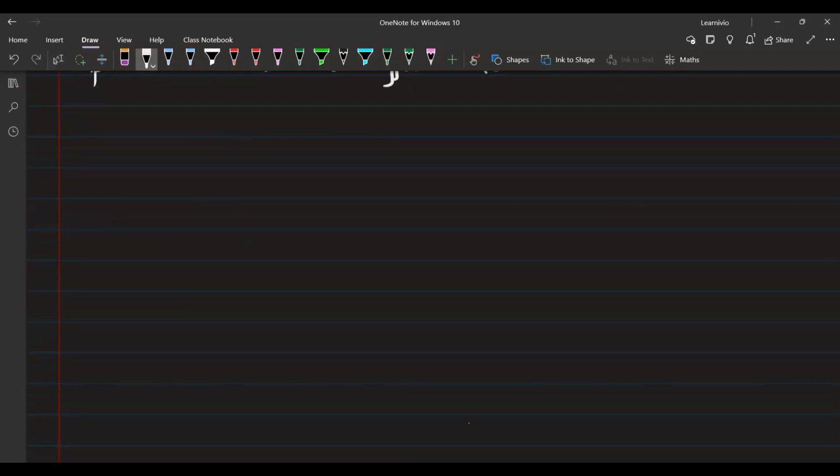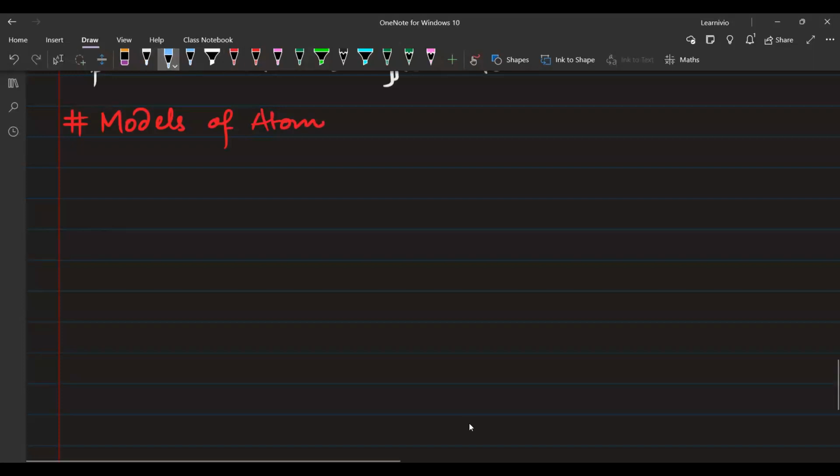Right, next, models of atom. First, we will write Thomson's model. For Thomson model, we have already written what the Thomson model is, and how we also got the Thomson model. Now, we will just write the drawbacks of Thomson model.